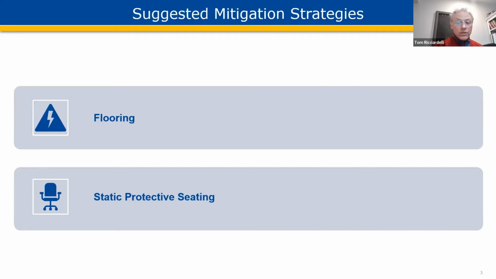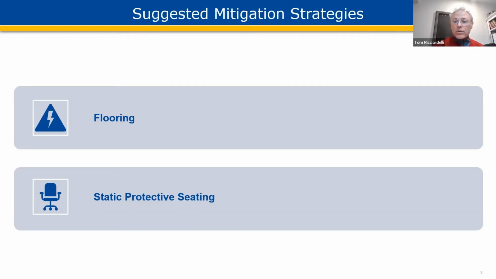It will have a connection to the floor. Often it's a simple little chain that drags from the frame of the chair along the floor. And if it's a static control grounded floor, the charge would go through the chain into the floor and then to ground. So, often referred to as ESD seating, it's really static protective seating. And there are different vendors in the market that make good products that will help eliminate charge.